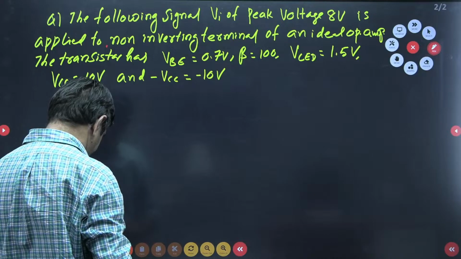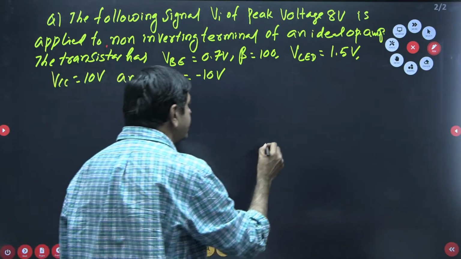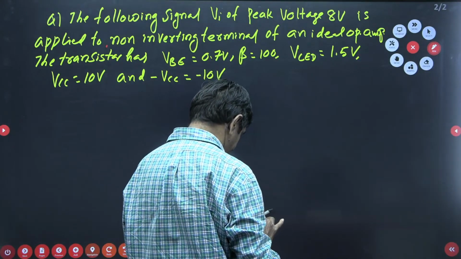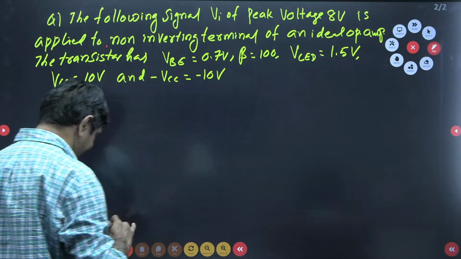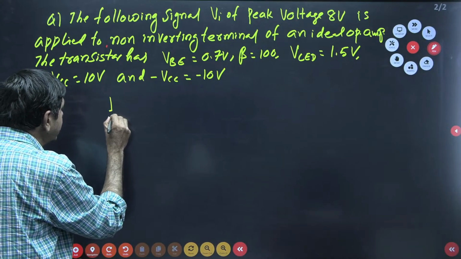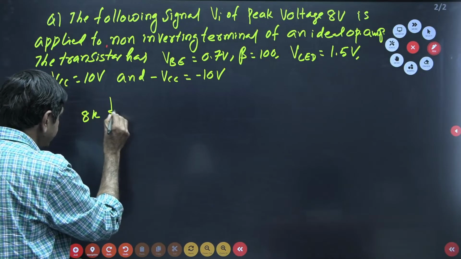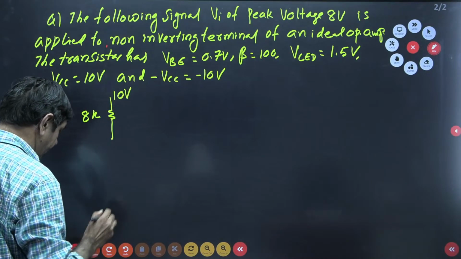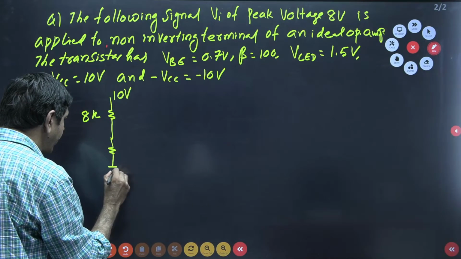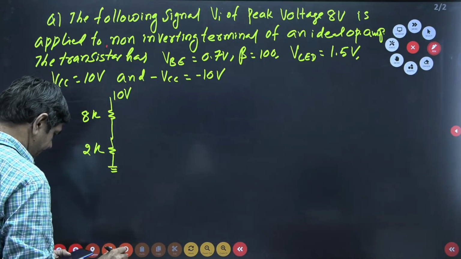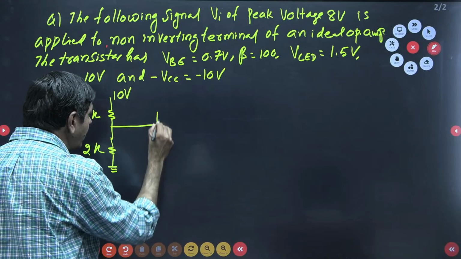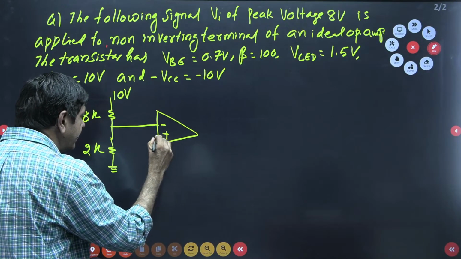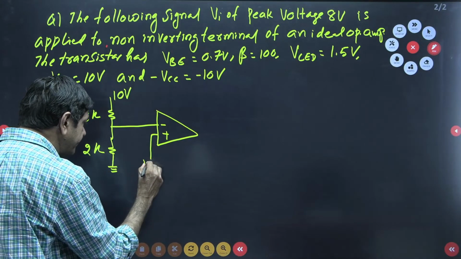And here one circuit is given like this. There is one 8K resistor, also connected with 10 volts, and here one 2K resistor is connected. This is a 2K, and there is one op amp with minus and plus terminals. The positive terminal is connected to VI.